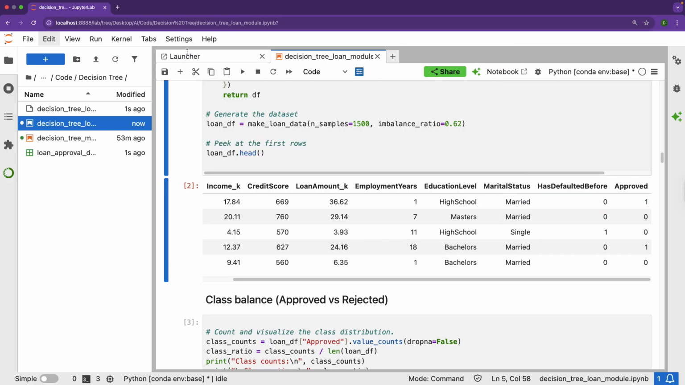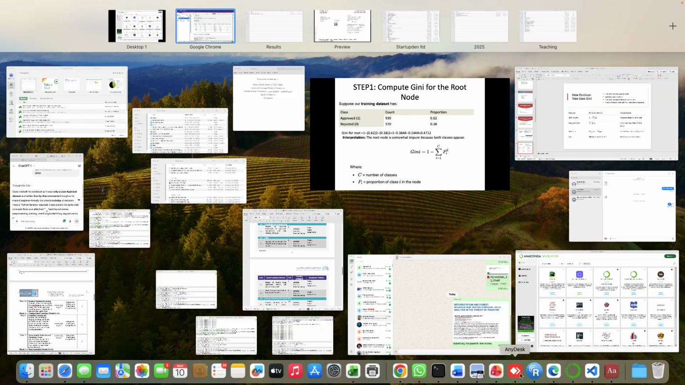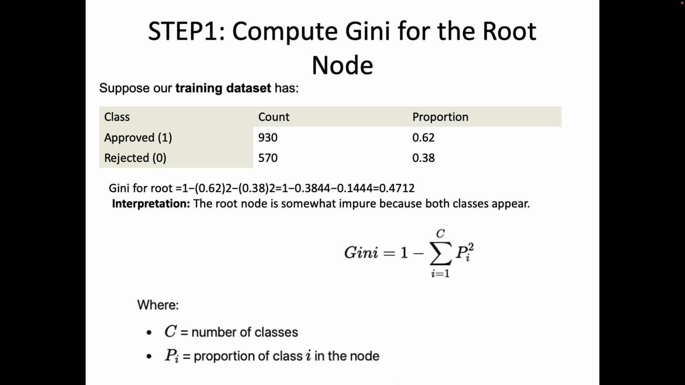So let's go back to the lecture again, and here we are. If we look at those applications, suppose our training data set has 930 applications approved, and these are not 1,000, by the way. These are more than 1,000, right? And 570 rejected. Okay, so what portion of those is approved?